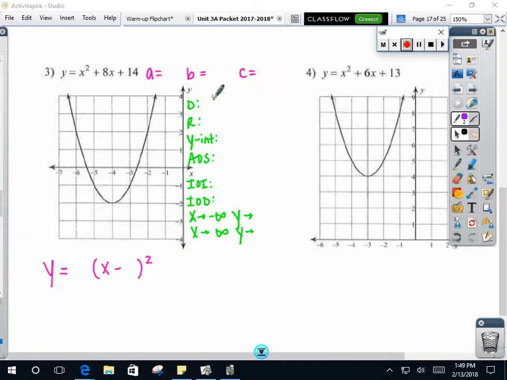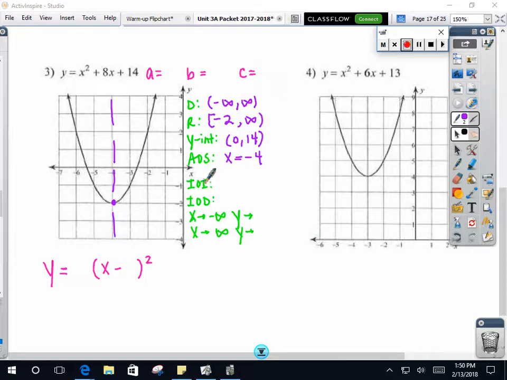Okay, try number 3 by yourself before I go. What did you get for the domain? Okay. What did you get for range? -2 to infinity. What is the y-intercept even though we can't see it on here? 0, 14. What is the axis of symmetry? X equals -4.